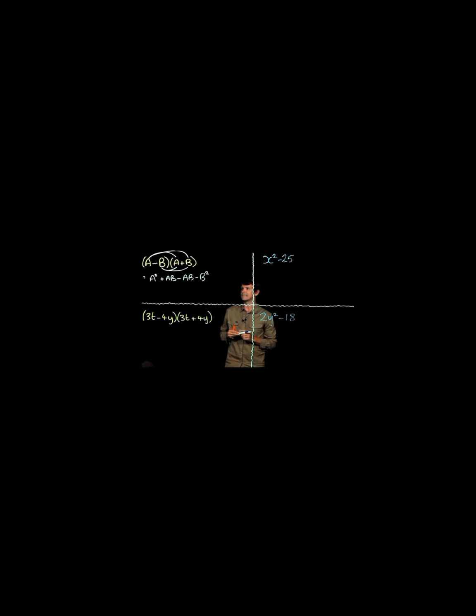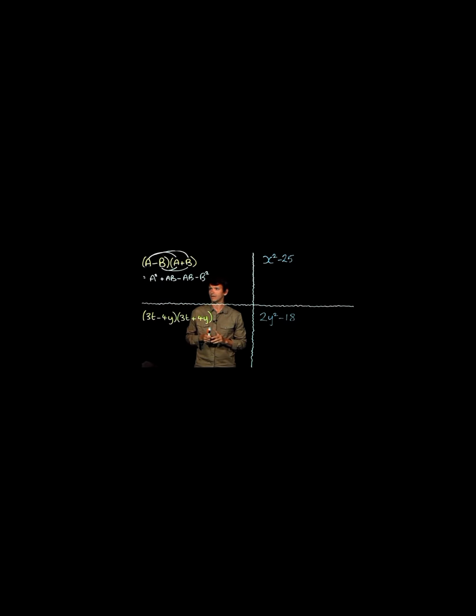Bracket a minus b multiplied by bracket a plus b. I'm going to just expand this. a multiplied by a is going to give me plus a squared. Inside terms, minus b times a is going to give us minus ab. And then our last terms, minus b times b is going to give me minus b squared. So there we go, I've expanded that.